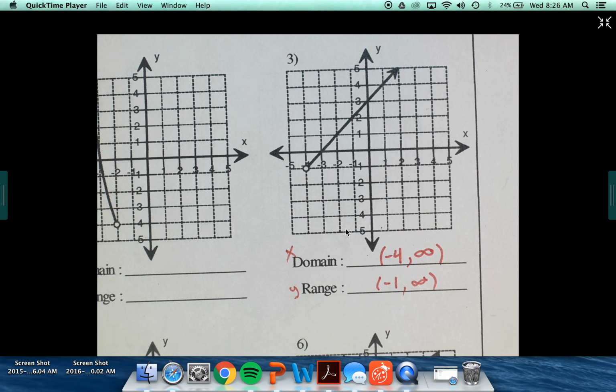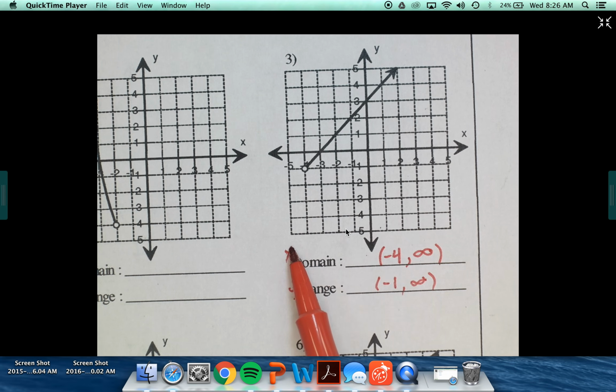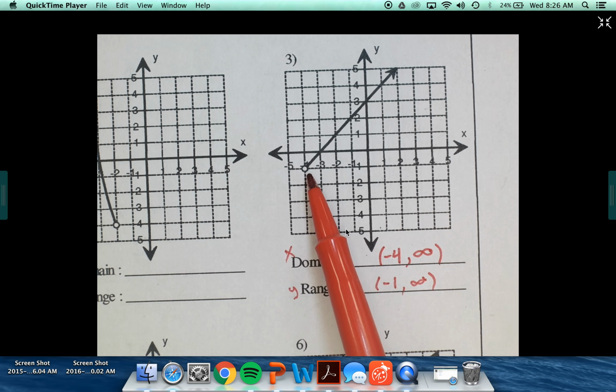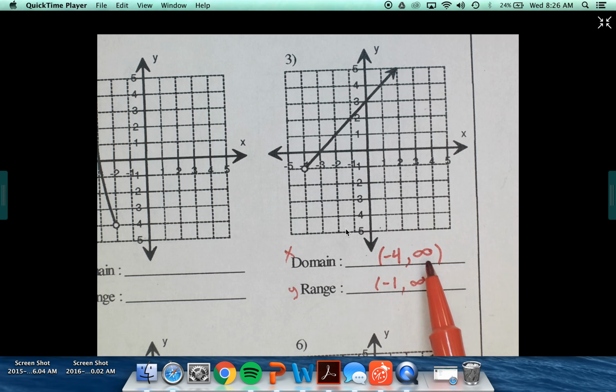Okay, so really, looking back up at number 3, only difference here. We still have our boundaries. Domain is still x. Range is still y. The circles tell us the same things, but if you have an arrow at any point, it means infinity.